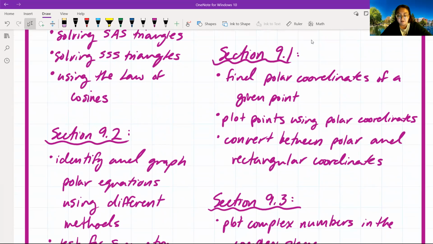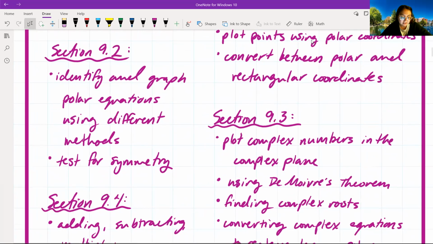Then on to chapter 9 for section 9.1, we want to find polar coordinates of a given point. We want to plot points using polar coordinates, and then we want to convert between polar coordinates and rectangular coordinates. Then section 9.2, really just identifying and graphing polar equations using different methods. So using symmetry, just graphing straight by points, things like that. And then we have our testing for symmetry.